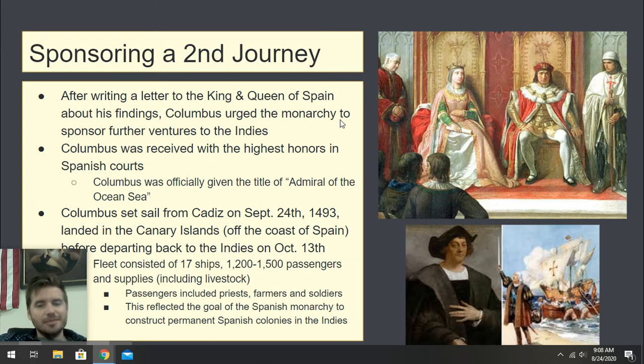So 17 ships, 1,200, 1,500 passengers, supplies. Talking about more so building supplies and food, livestock. The passengers, and this is where we see that this is more long term. The passengers included priests. This is important because we know that the king and queen want Columbus to spread the word of Christianity. So one, we have farmers.